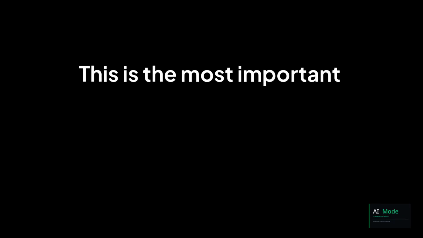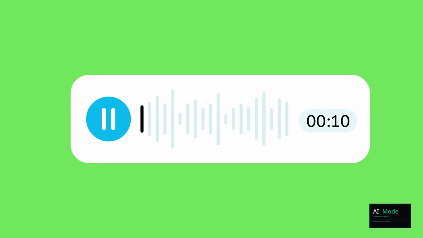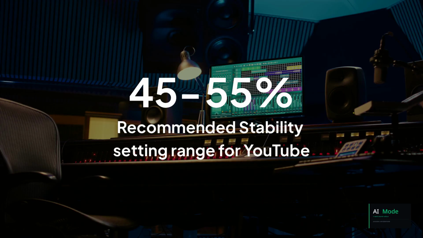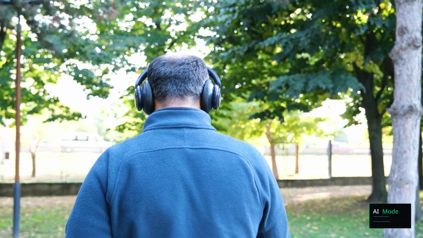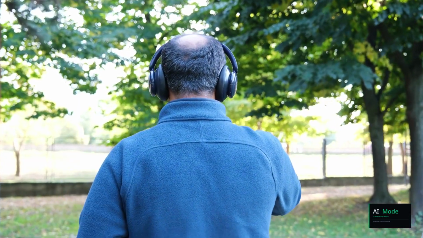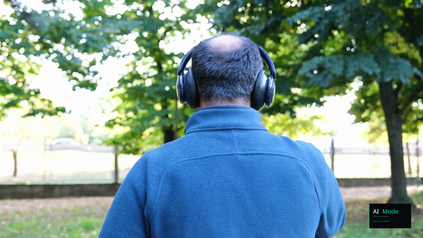This is the most important technical step, and almost nobody explains it properly. There are 3 main settings: stability, clarity and similarity, and style exaggeration. Stability controls how consistent the voice sounds. Too high, and it sounds flat and robotic. Too low, and it sounds unpredictable and inconsistent. For YouTube content, set this between 45 and 55%. This range allows enough natural variation to keep listeners engaged without sounding unstable.